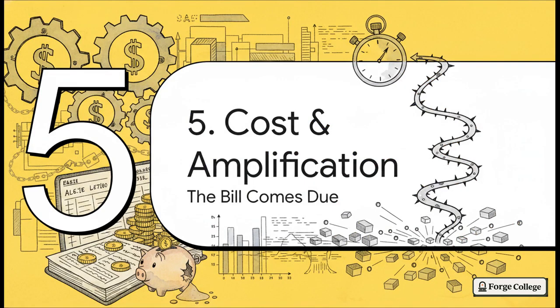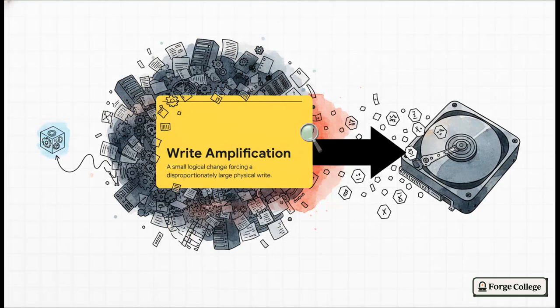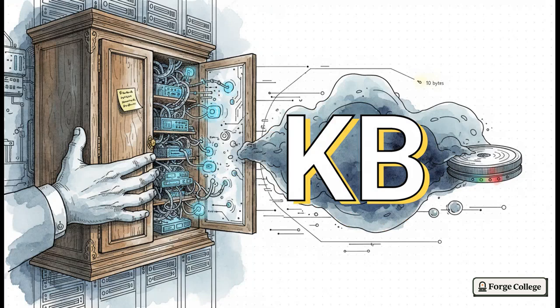Which leads us perfectly into Section 5, costs and write amplification. Because eventually the bill comes due. This brings us to a slightly terrifying bureaucratic nightmare known as write amplification. By definition, this happens when a tiny logical data change forces a disproportionately massive physical write operation to the actual storage disk.